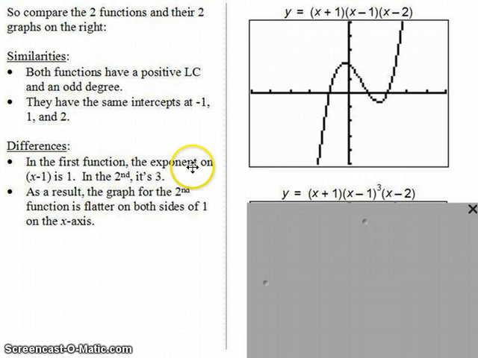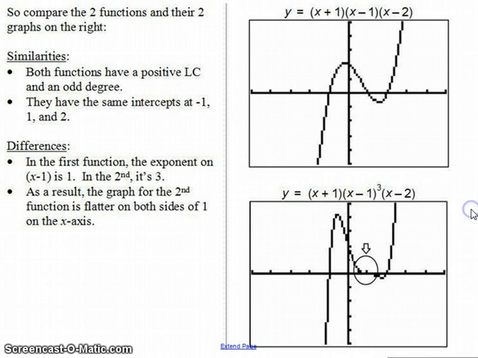But in the first function, the exponent on x minus 1 is 1, and this is the obvious difference written out as a function. Here it's x minus 1 to the 3rd. Look at what happens in the graph. As you might expect, right here at that intercept at +1, you get more flattening out.